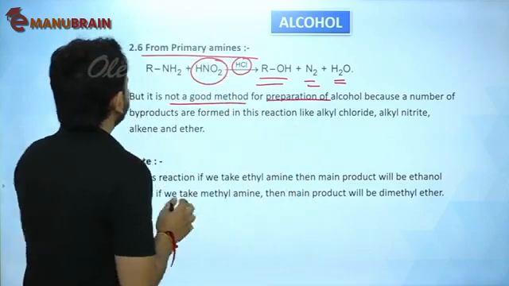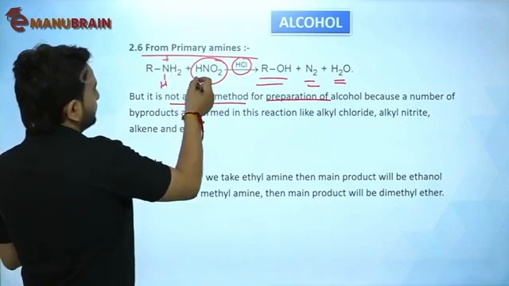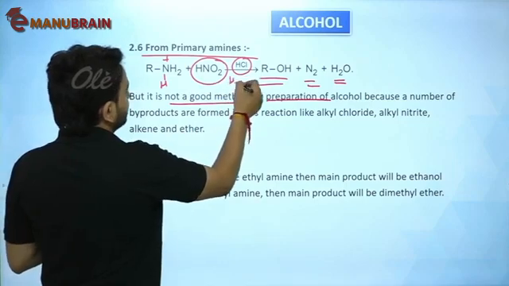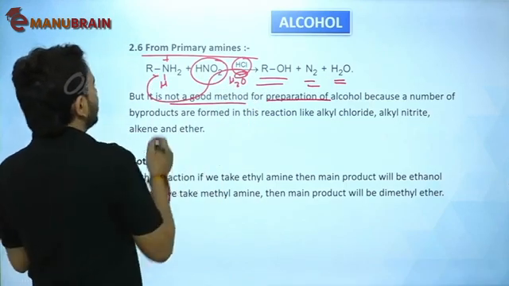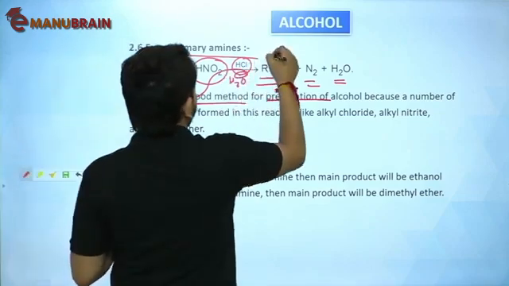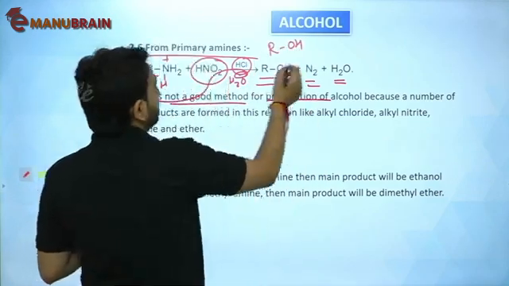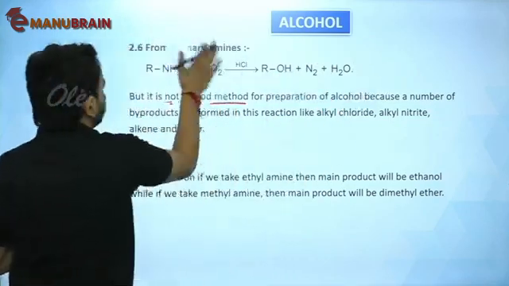So first of all, this H plus will attach over here, and an NH3 plus group will be formed. Now the OH minus present in the aqueous solution will attack over here. It will lead to the formation of ROH. N2 will be released from over here and water will be formed. All this will happen. This is how ROH will form basically.